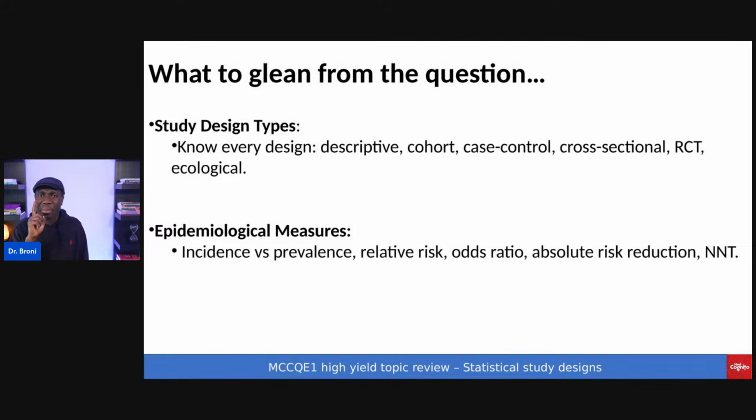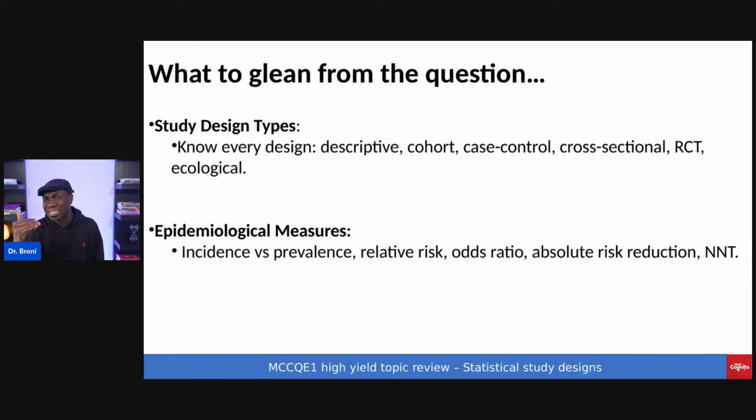Some things you need to know if you're preparing for the QE1 exam. There are some critical things you need to master. Number one, you have to understand study design types. You can't go into a Canadian board exam without knowing the types of study designs. So you have to understand what a descriptive study design is, what a cohort study is, what a case control study is, what a cross-sectional study is, what a randomized controlled trial is, and what an ecological study is. You have to understand all these wonderful nuances.